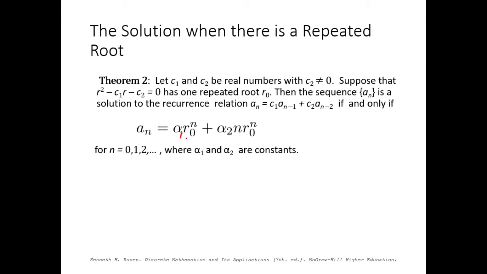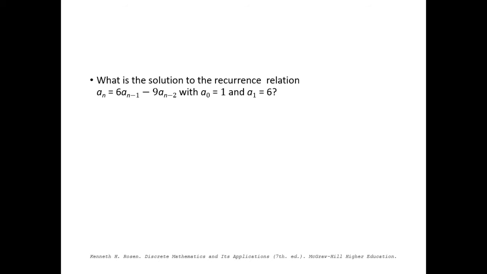So for a recurrence relation of degree 2, where the characteristic equation is r square minus c1 r minus c2 equal to 0, we will be using a solution equation of alpha 1 r raised to n plus alpha 2 n r raised to n, where the roots are repeated. So let us try to solve this particular problem.